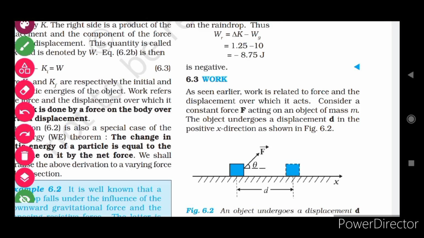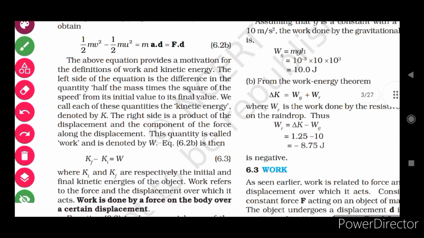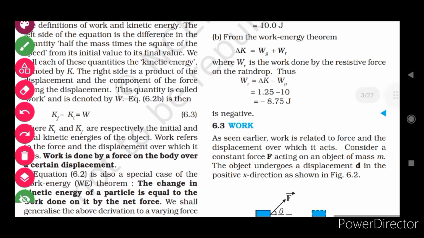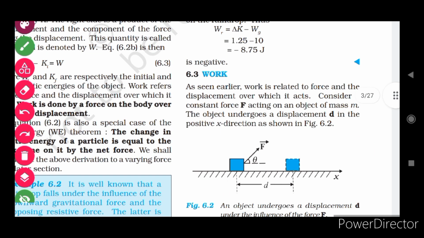From this video, I am continuing chapter number 6, Work, Energy and Power. So far we have completed two topics: the scalar product and the work-energy theorem. The work-energy theorem simply states that the work done on a body is equal to the change in its kinetic energy. Now let's understand work in this video.